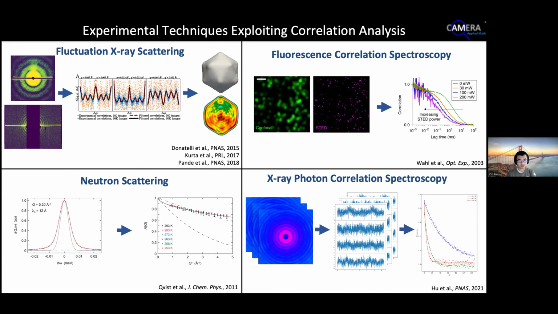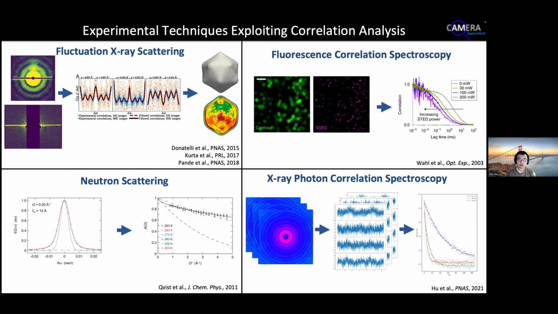We also have X-ray photon correlation spectroscopy. This is an emerging technique for studying samples at the nanoscale. It has found applications in many research fields like biophysics, material science, nanotechnology, and soft matter. We will get to the details of this technique later.